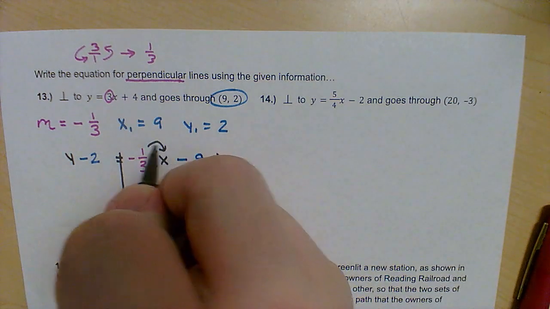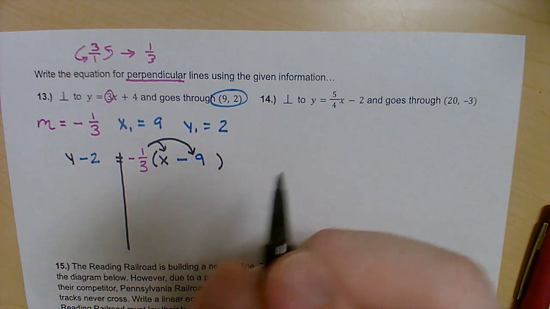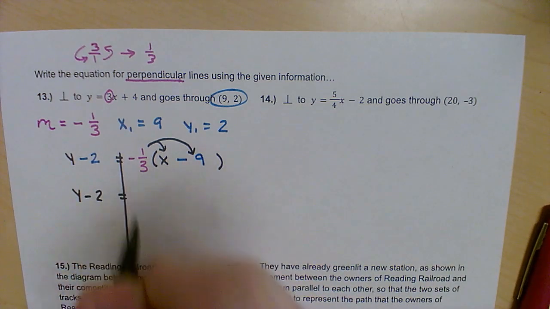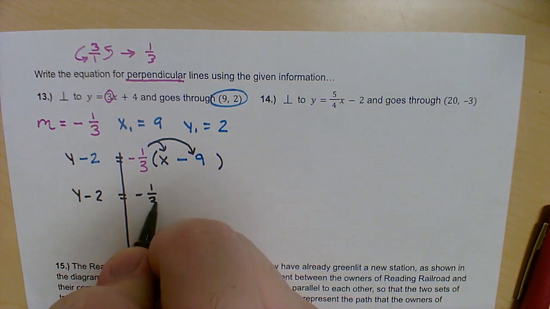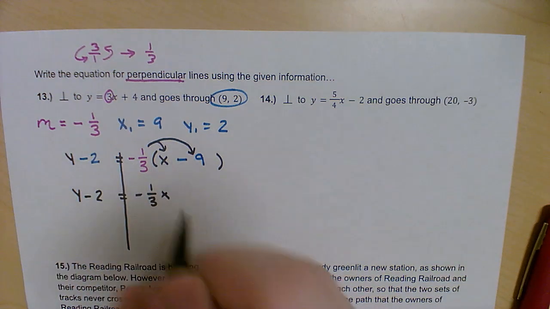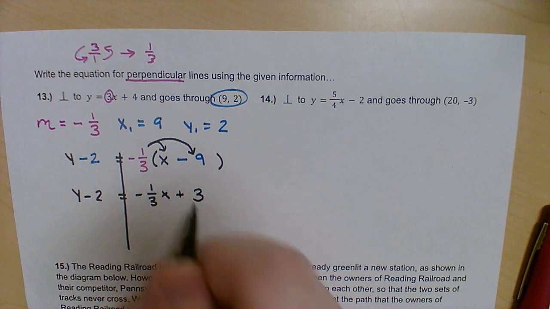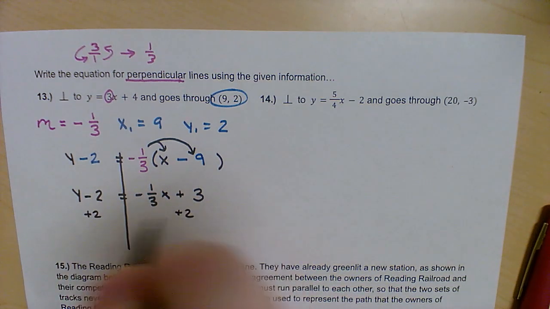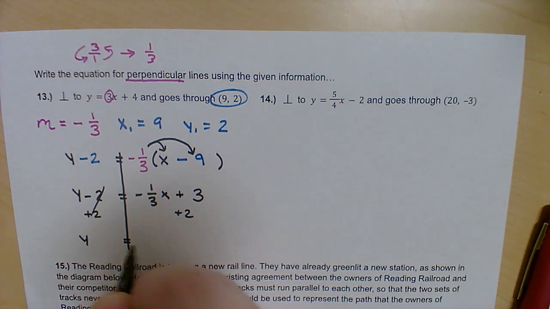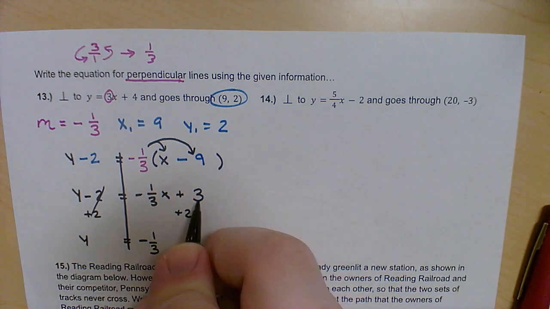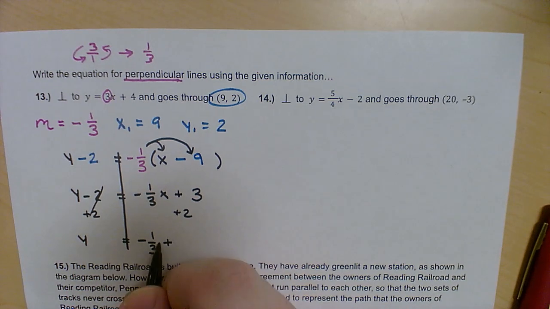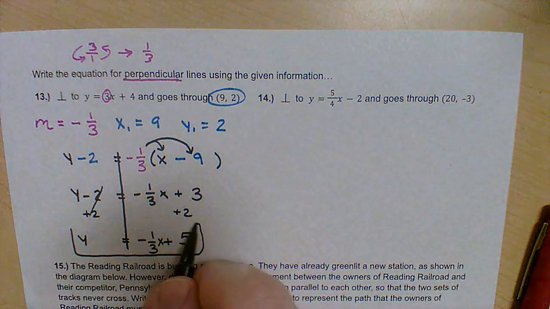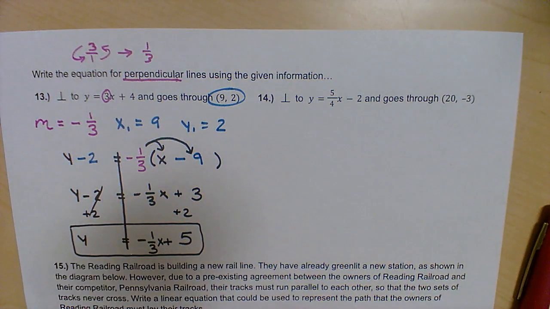Then distribute that negative 1/3. Negative 1/3 times x is negative 1/3 x. Negative 1/3 times negative 9 is positive 3. Add 2 to both sides. 3 plus 2 is 5. The answer is y equals negative 1/3 x plus 5.